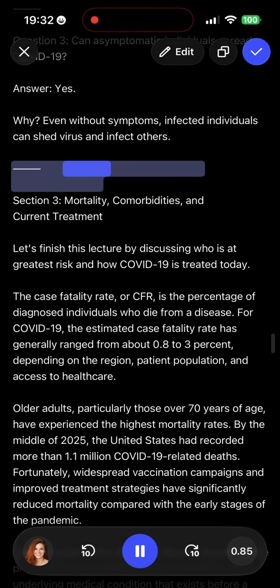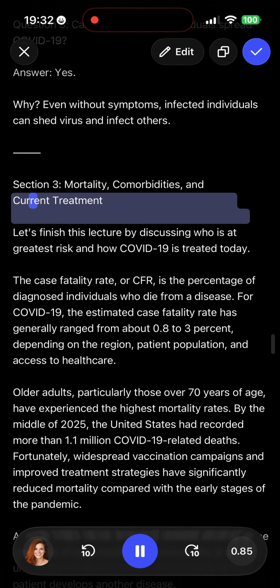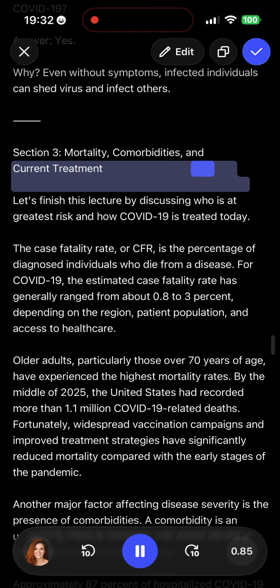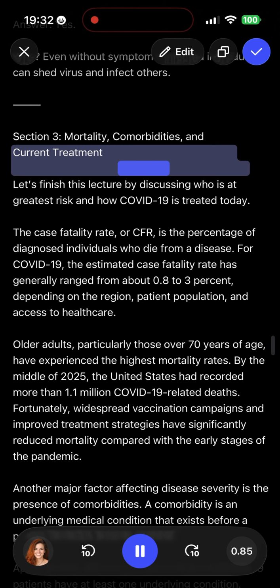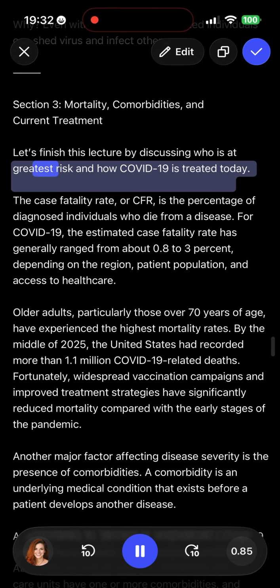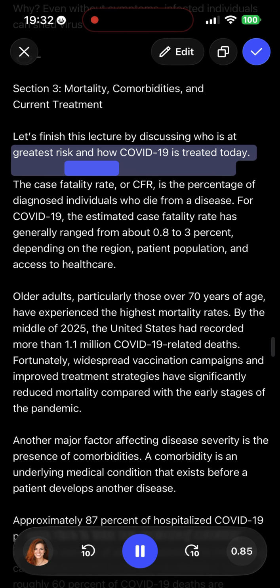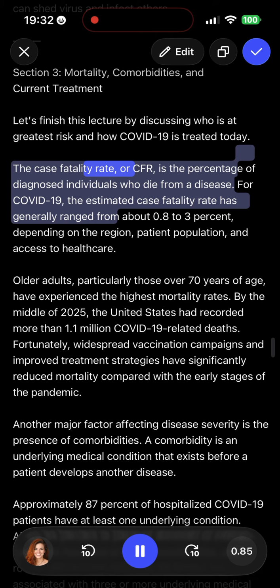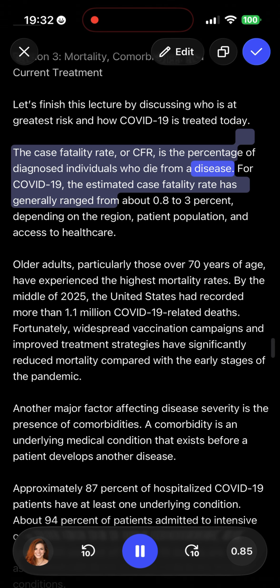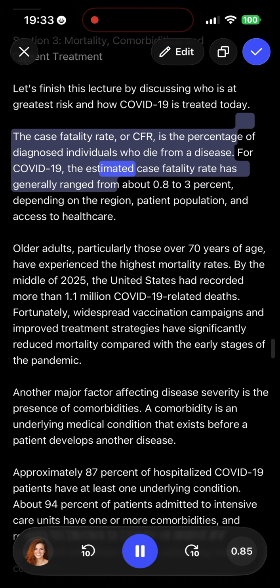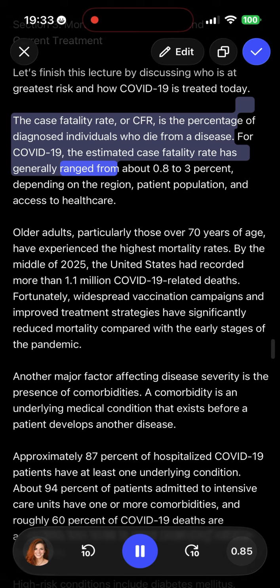Section 3. Mortality, comorbidities, and current treatment. Let's finish this lecture by discussing who is at greatest risk and how COVID-19 is treated today. The case fatality rate, or CFR, is the percentage of diagnosed individuals who die from a disease. For COVID-19, the estimated case fatality rate has generally ranged from about 0.8 to 3%, depending on the region, patient population, and access to healthcare.